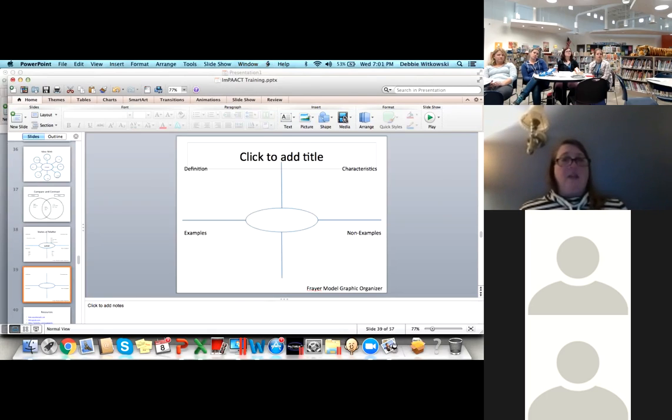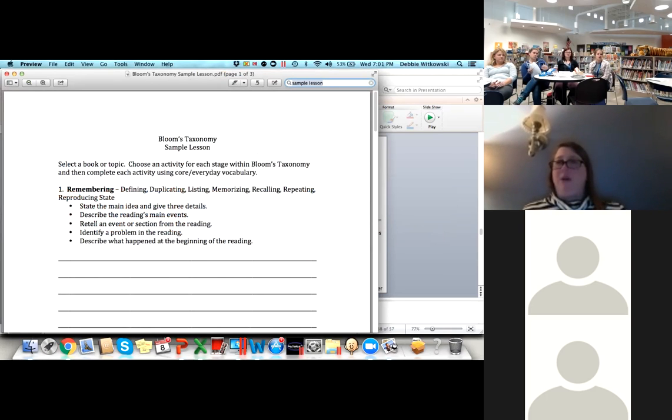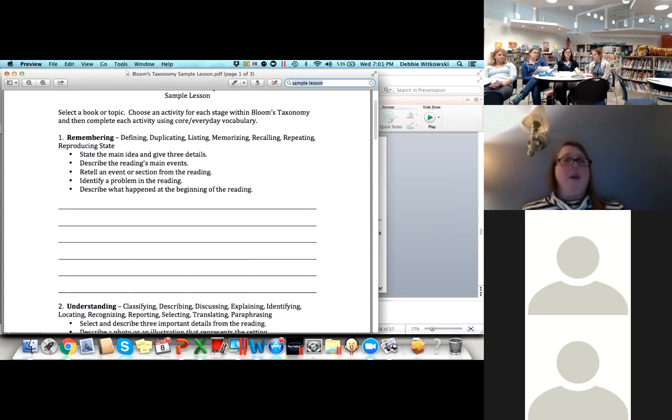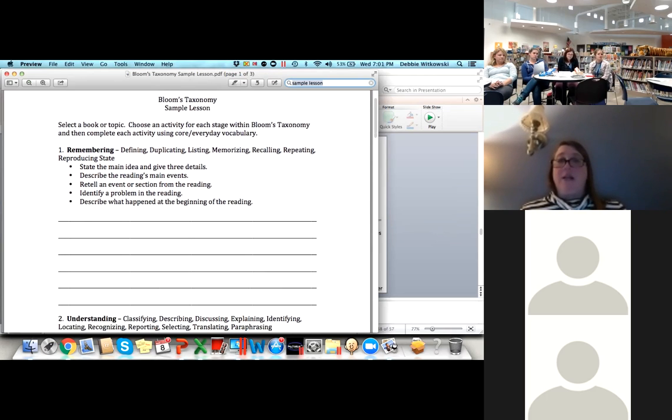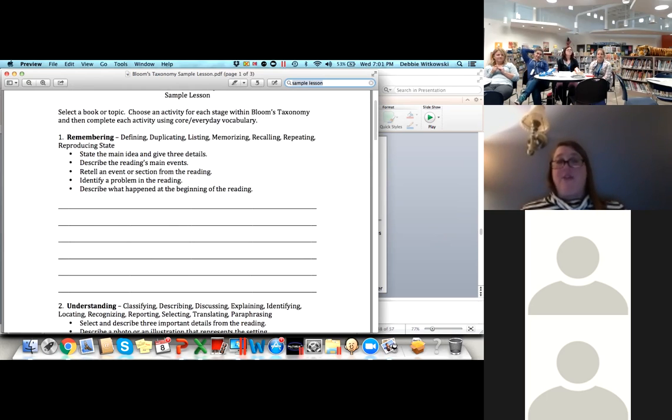So what I want you to do now is, have you all printed this paper? Yeah. Okay, perfect. I want you to take a book that you've worked with with your students, and as a group, go through this, developing this lesson. For each level of Bloom's, for the first level, take one of these bulleted points. Identify a problem, state the main idea, take one of the points, and then give an answer related to your book that uses only high-frequency vocabulary.